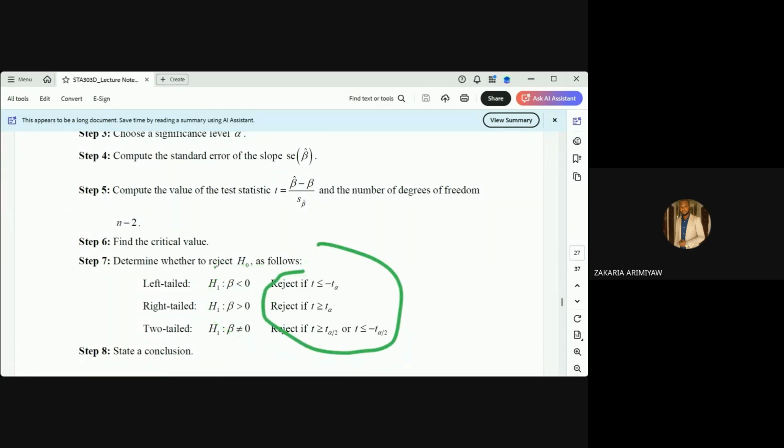Once we take the decision, then we state the conclusion. So these are the steps we need to follow in order to conduct the test for significance. So we are going to consider an example to illustrate this particular procedure.